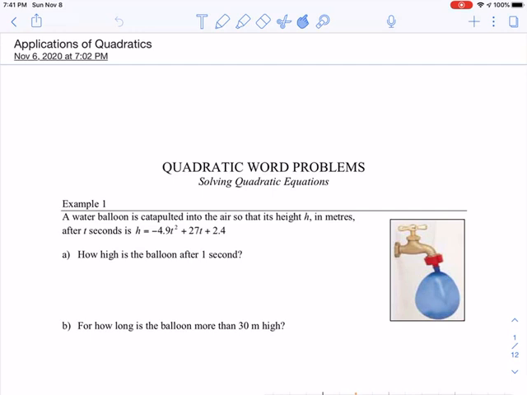So our first one, I'm looking at the notes for applications of quadratics, and our first one says a water balloon is catapulted in the air so that its height h in meters after t seconds is h equals negative 4.9 t squared plus 27t plus 2.4. You'll notice that the negative 4.9 is in meters, and this is actually the acceleration of gravity.